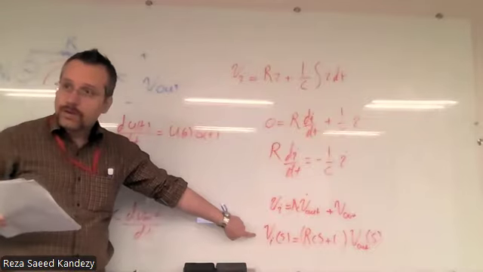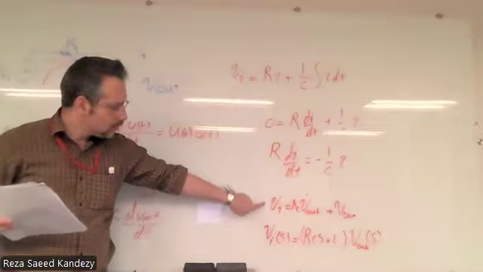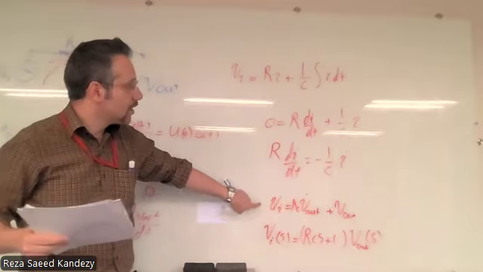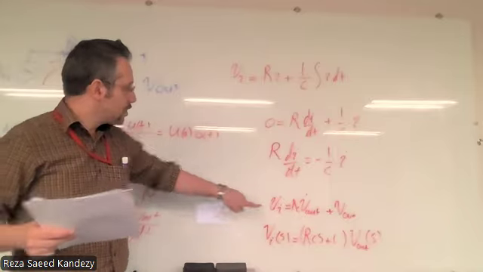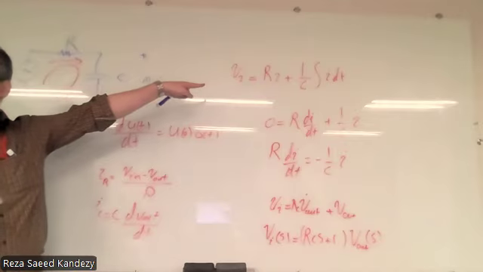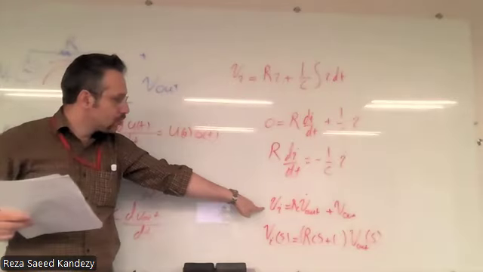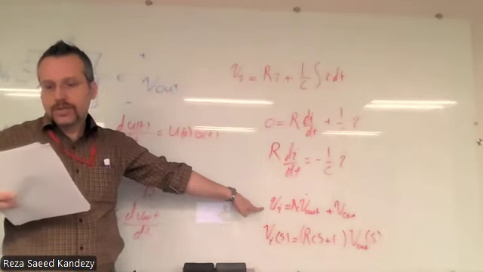This one? The previous one? This is the KVL that we have. We just replace the current into that KVL, and if you derive that, you are going to see this one.